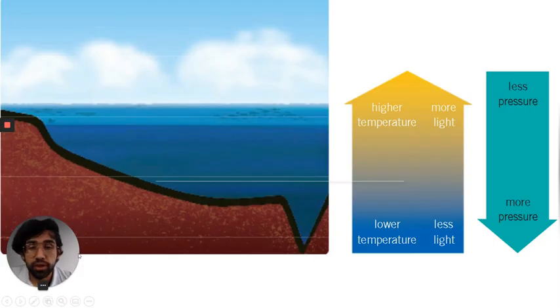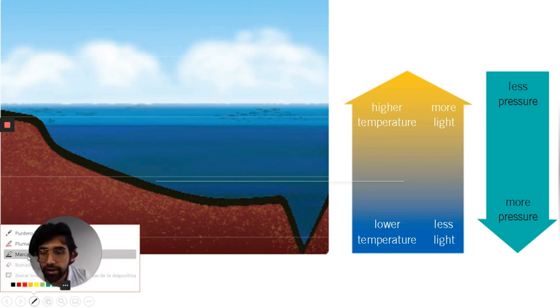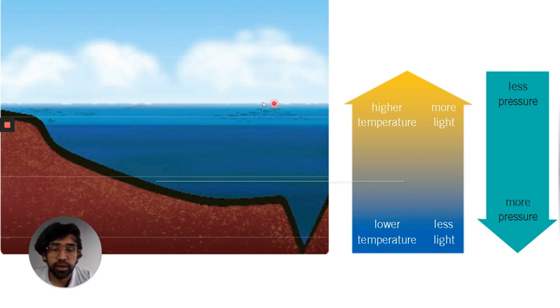There are three conditions that determine where the marine life is going to exist or develop. What I'm trying to say is that some marine life is adapted to the surface, and some of it is adapted to the deepest part of the ocean. There are three characteristics or conditions that determine where this marine life is going to develop: temperature, light, and pressure. The closer you are to the surface, the higher temperature you're going to get, more light, and also less pressure.